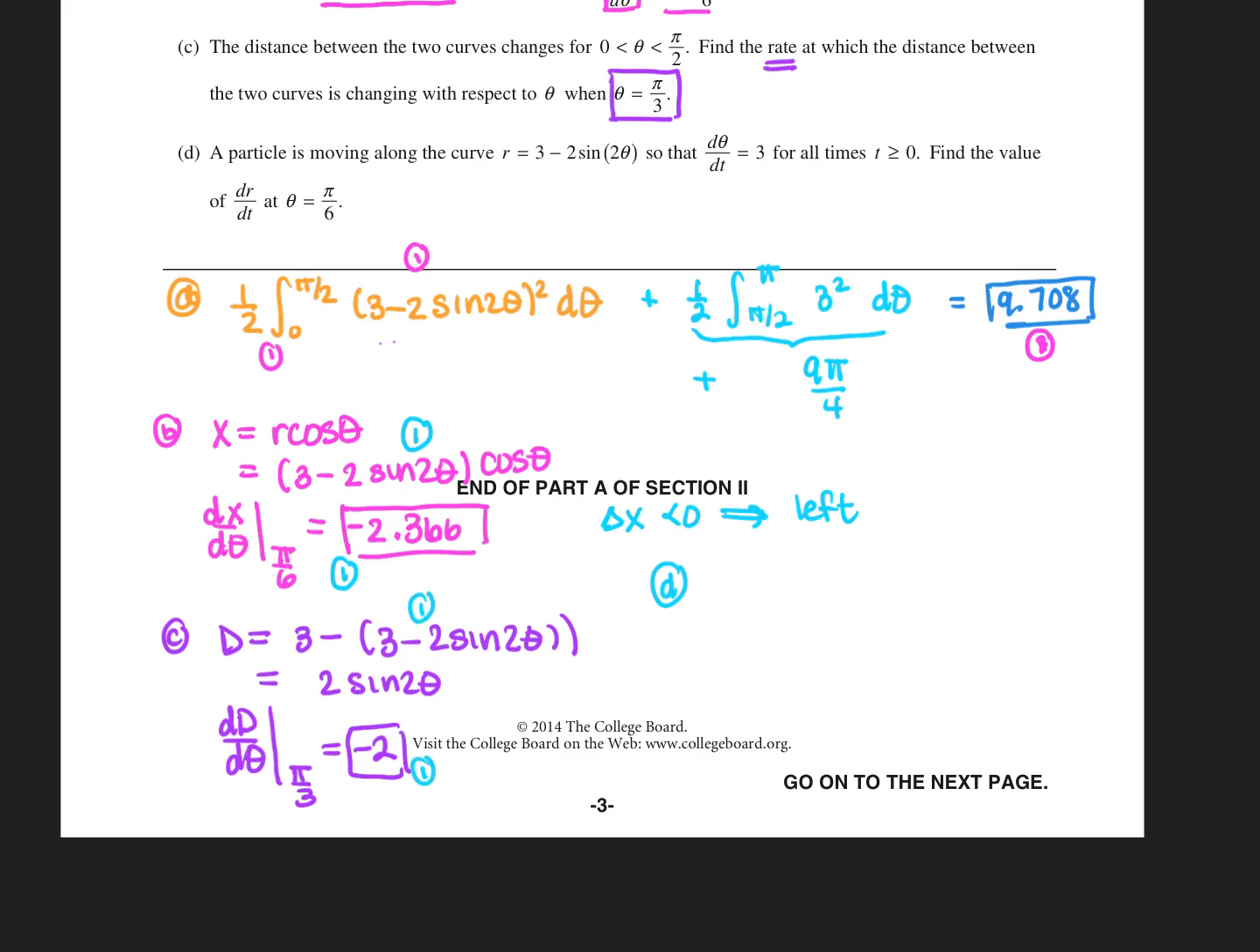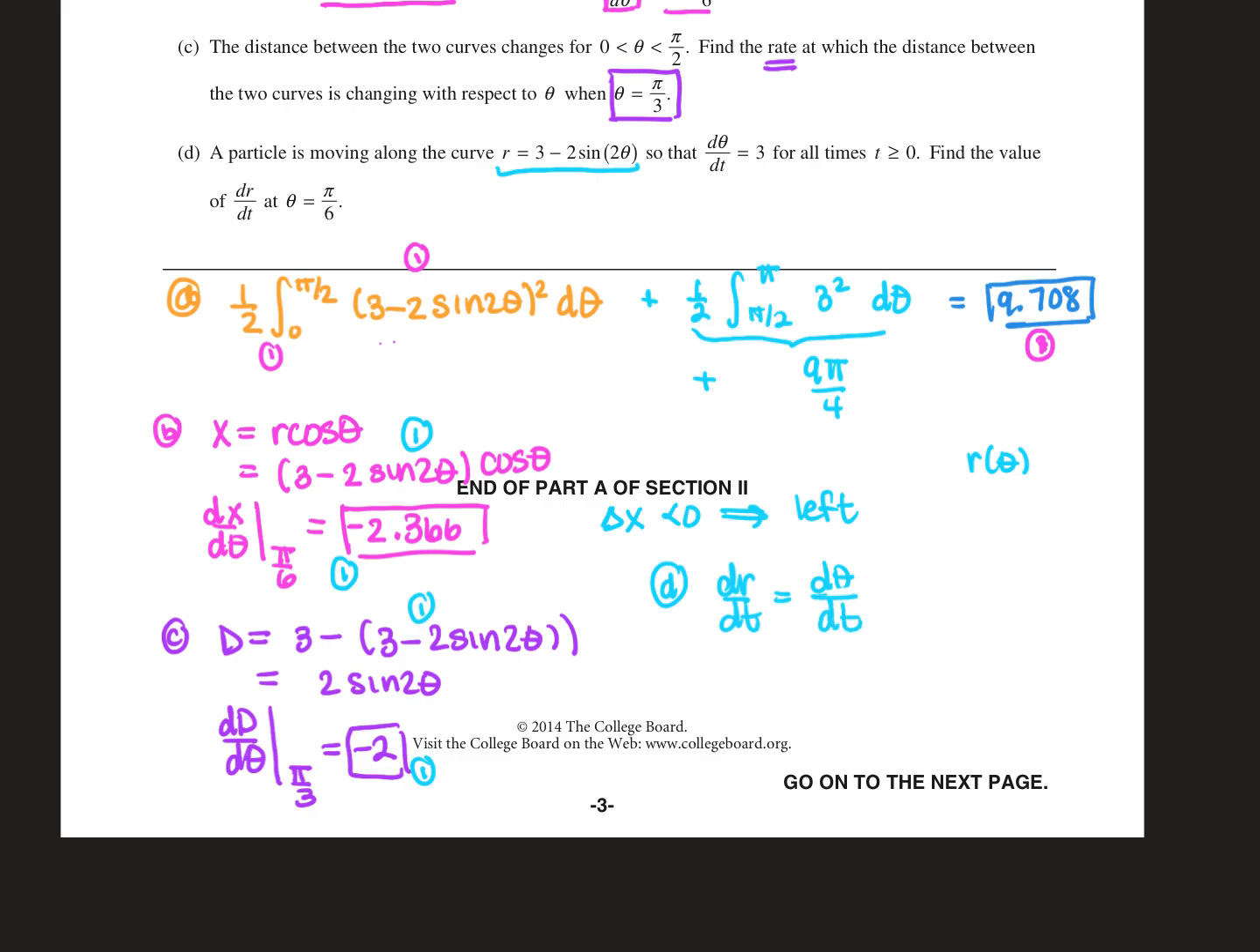Part D, a particle is moving along this curve so that d theta dt is equal to 3 for all times bigger than 0. Find the value of dr dt. So I want to find dr dt. Looking at r as a function of theta, all we can find is d theta dt, but by the chain rule, we know that we can do d theta dt.